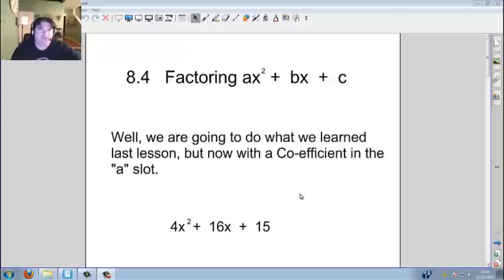Today, 8-4, factoring ax squared plus bx plus c. Why, this is easier than levitation.